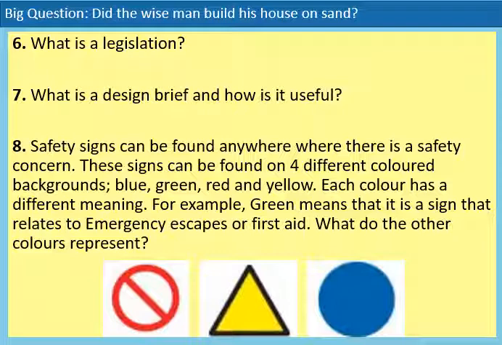And then we go on to question 8. This is based on, again, health and safety, which we've covered a lot over school. Safety signs can be found anywhere where there is a safety concern. These signs can be found on 4 different coloured backgrounds: blue, green, red, and yellow. Each colour has a different meaning. For example, green means that it is a sign that relates to emergency escapes or first aid. What do the other colours represent?